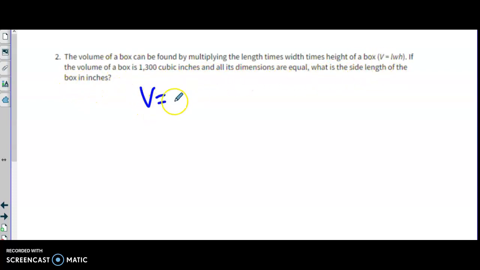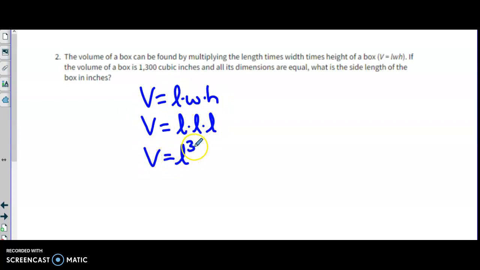Okay, so we know for volume we have to do length times width times height, but it says that they're all the same. So it's really just length times length times length. Those numbers are all three the same. We can rewrite that as length cubed because there's 3 of them. So if we wanted to solve this, we would plug in the volume where it says V. I'll do it down here and then I'll move it up. So 1,300 equals the side length cubed.